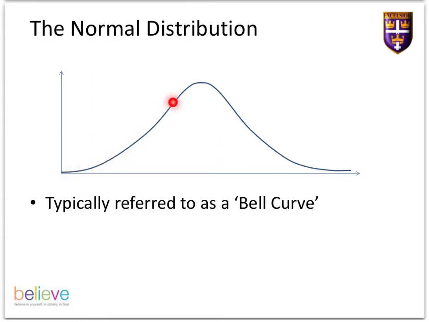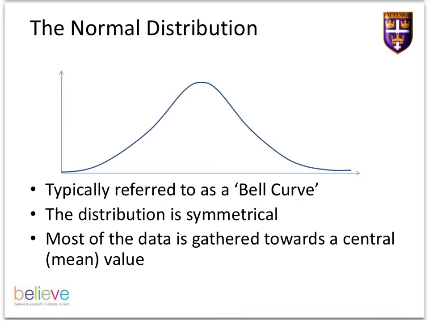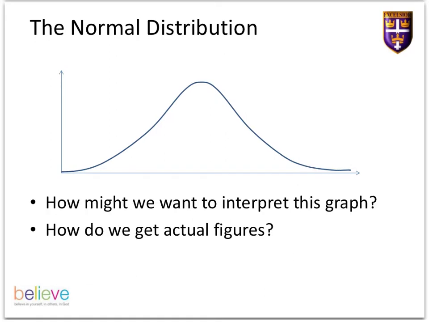And this is a typical shape of a normal distribution, and it's often referred to as a bell curve. The distribution is symmetrical around about this mean value, and I still have this overall shape where I have hardly any data, lots and lots and lots, and then again at this other extreme hardly any data as well.